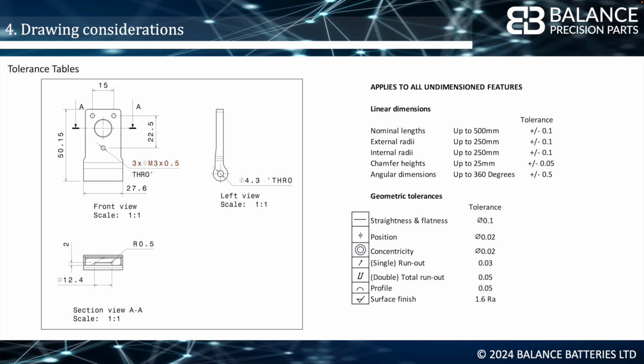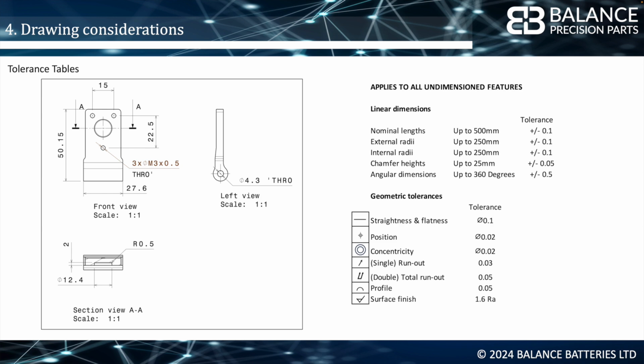It's a good idea to specify default tolerances so that if you forget a particular tolerance, you can improve the chances that the part is still produced to usable tolerances. On the right hand side, you can see some examples of typical default tolerances.